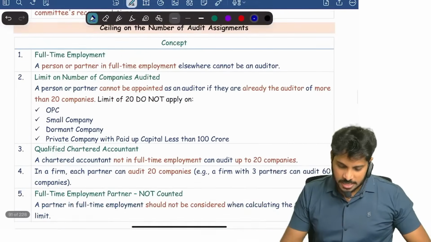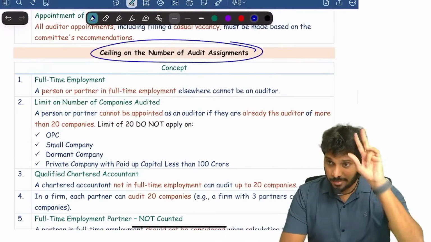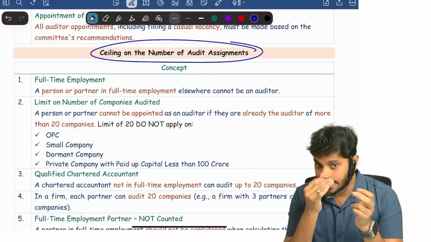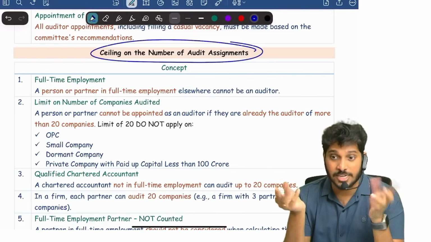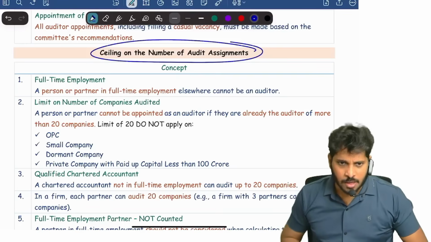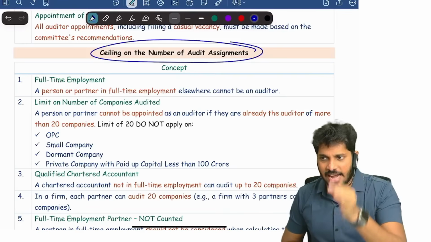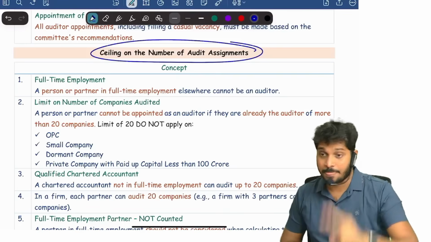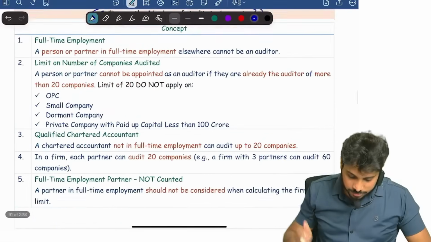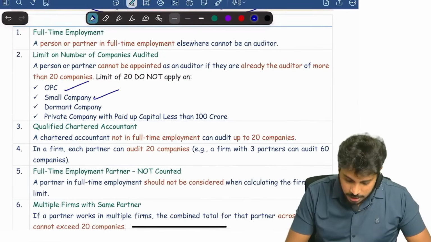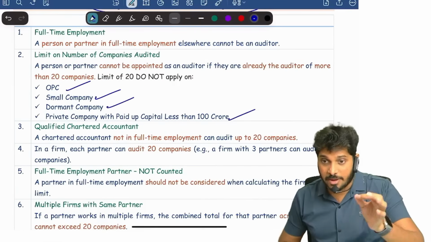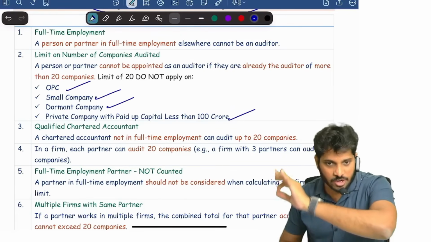Okay, fine. Ceiling on number of audit assignments. Remember I told you, what is audit ceiling? 20. Maximum how many companies can a CA act as an auditor at a time? Maximum 20. That 20 shall not include, in the 20, we will not count the following. One-person company will not be counted. Small company will not be counted. Dormant company will not count. And private limited company with paid-up capital less than 100 crore. We will not count these 4 companies.